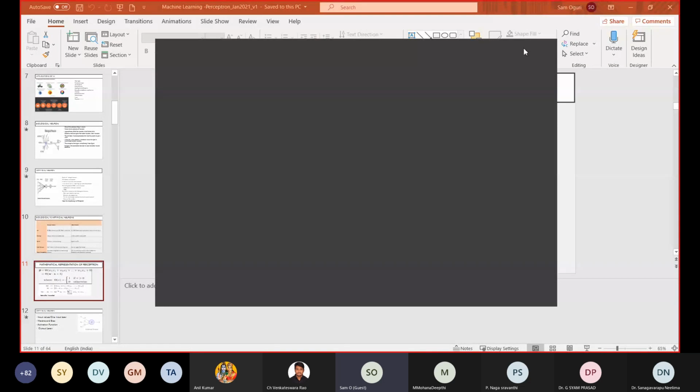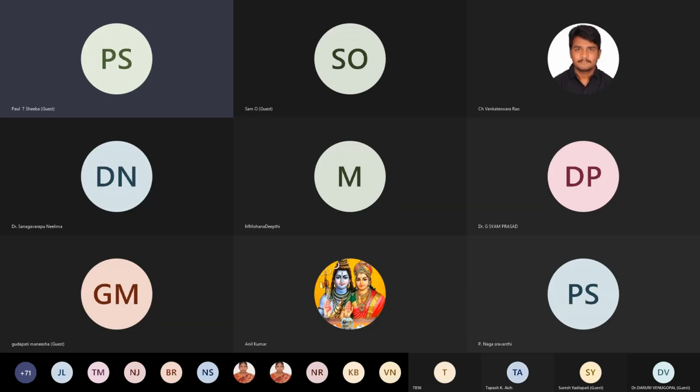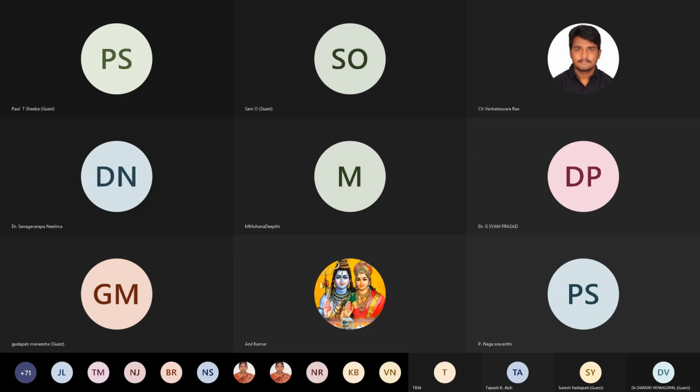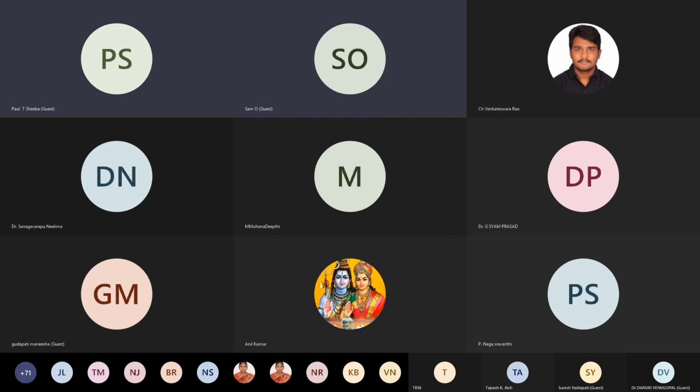Are you able to see my screen, please? I changed my screen. Just a minute, please. Madam, can you see the screen? Hello? No, sir. You are unable to see my screen. The screen is visible, but the PPT which you have projected is not visible. Can you see my perceptron screen? No, not yet. Just give me a minute.